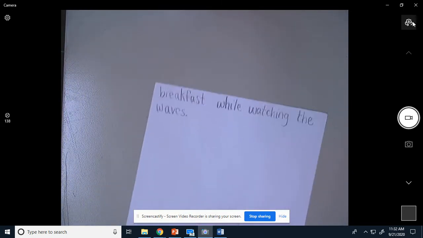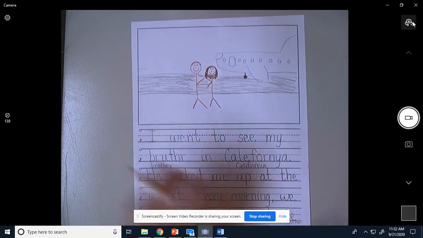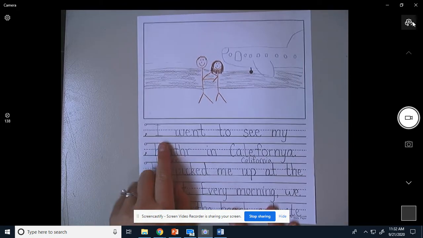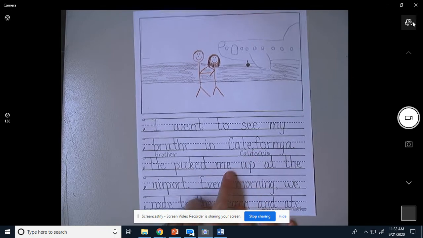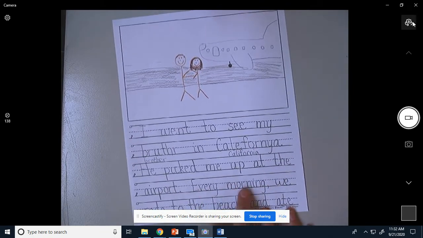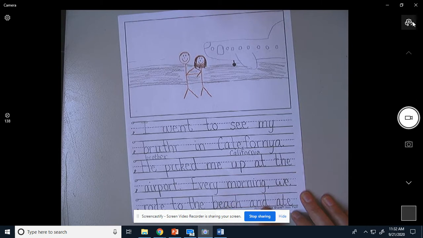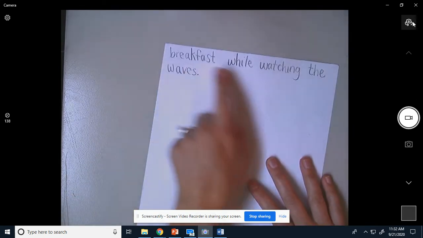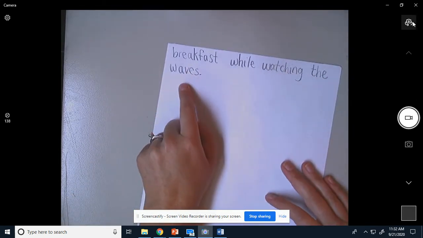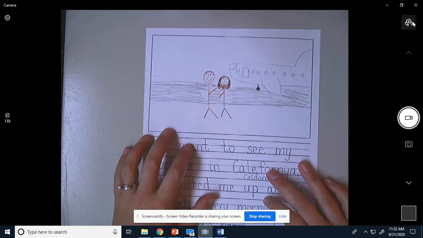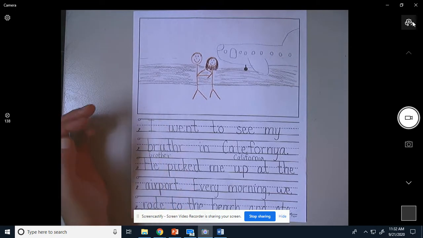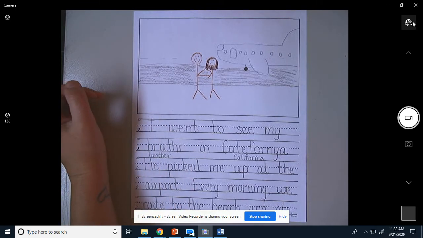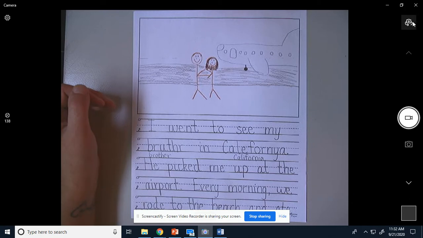Okay, so I'm going to read it again to you. I went to see my brother in California. He picked me up at the airport. Every morning we rode to the beach and ate breakfast while watching the waves. So now I'm going to add some more detail to the top because I'm done with my writing portion for today because I added another 2 sentences, which I want you to add at least 2 more sentences.